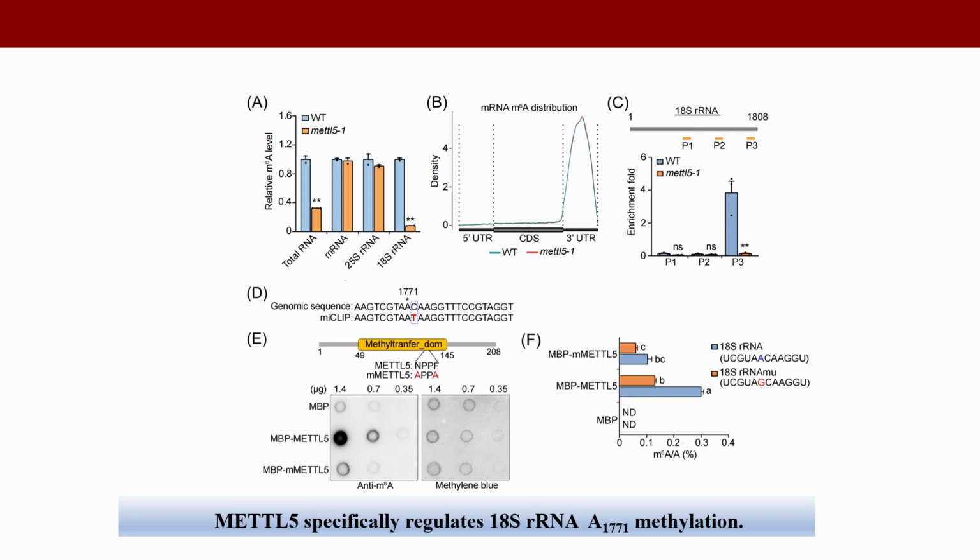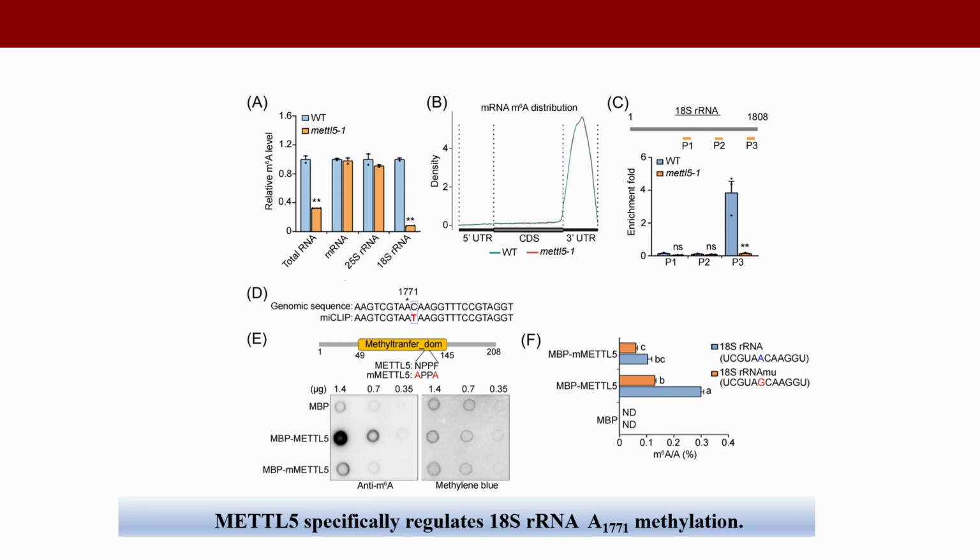In this study, we found that METTL5 mutants exhibited remarkably reduced m6A levels in total RNA and 18S rRNA, while those in mRNA and 25S rRNA were largely unaffected. m6A immunoprecipitation qPCR detected m6A methylation near the 3' end of 18S rRNA, which was nearly abolished in mettl5.